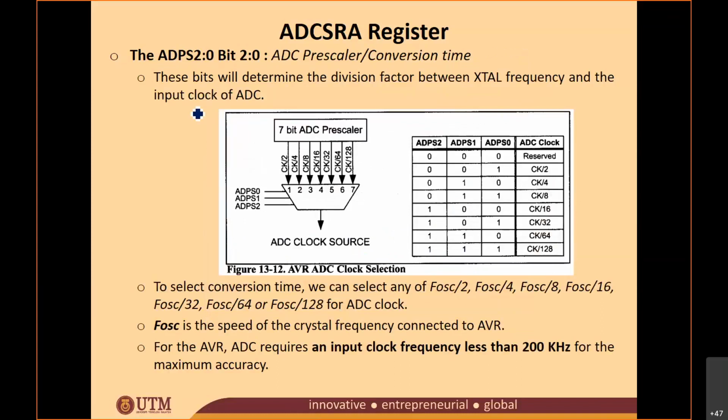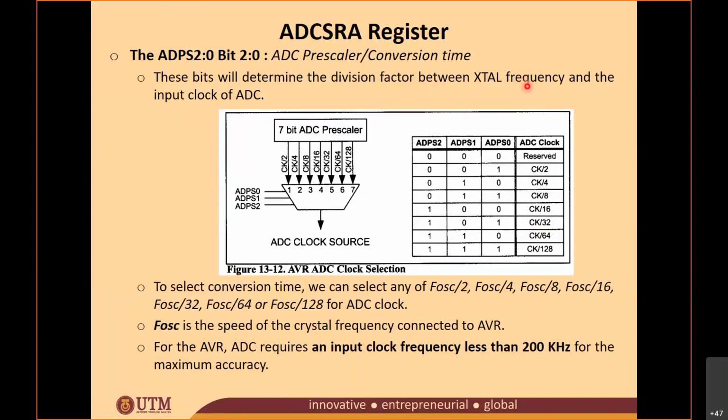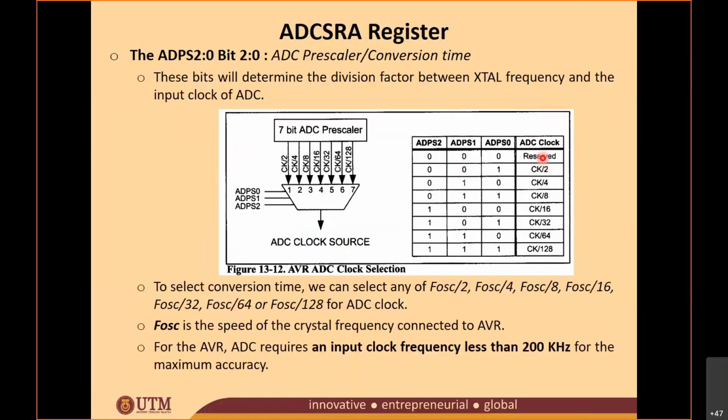Let's look at the last 3 bits of the ADCSRA, which are used for the ADC prescaler or conversion time. These bits determine the division factor between your external frequency and the input clock of your ADC. If you put 000 at these bits, this cannot be used because it is reserved. If you put 001, it means that you use a prescaler of 2, so you need to divide your external frequency by 2.